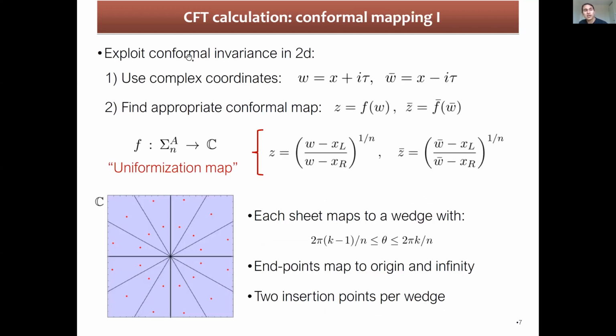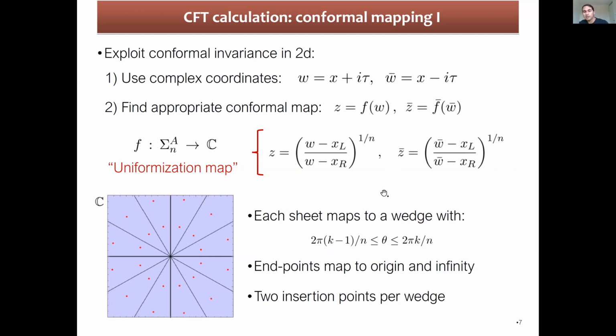So I'm going to exploit the conformal invariance in 2D to map this calculation to a simple setup in which I don't have to carry out the path integral in this complicated Riemann surface, but instead I can map it to a calculation in the complex plane. In 2D, the conformal maps are one-to-one to analytic coordinate transformations. And indeed, a map that implements what I just described is the so-called uniformization map. It's given explicitly by these equations. What it does is it maps this manifold that I had to the complex plane.